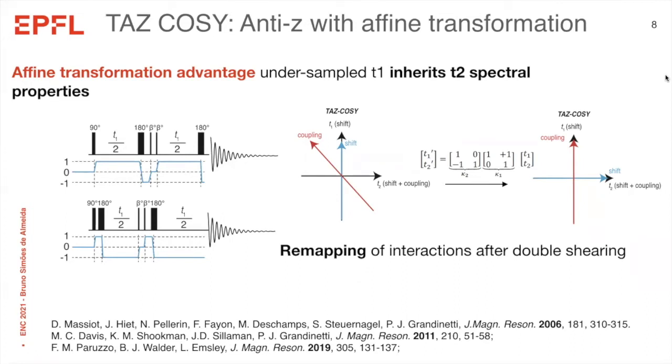And after acquisition, we are able to get the shift evolving separately from the coupling with a double shearing transformation. I'll let you come to me for more details during the EMC poster session, but the main idea to keep here is that we are able to get the 1D proton decoupled spectrum with the same spectral width as in Anti-z COSY, but we only need to acquire a handful of T1 points.